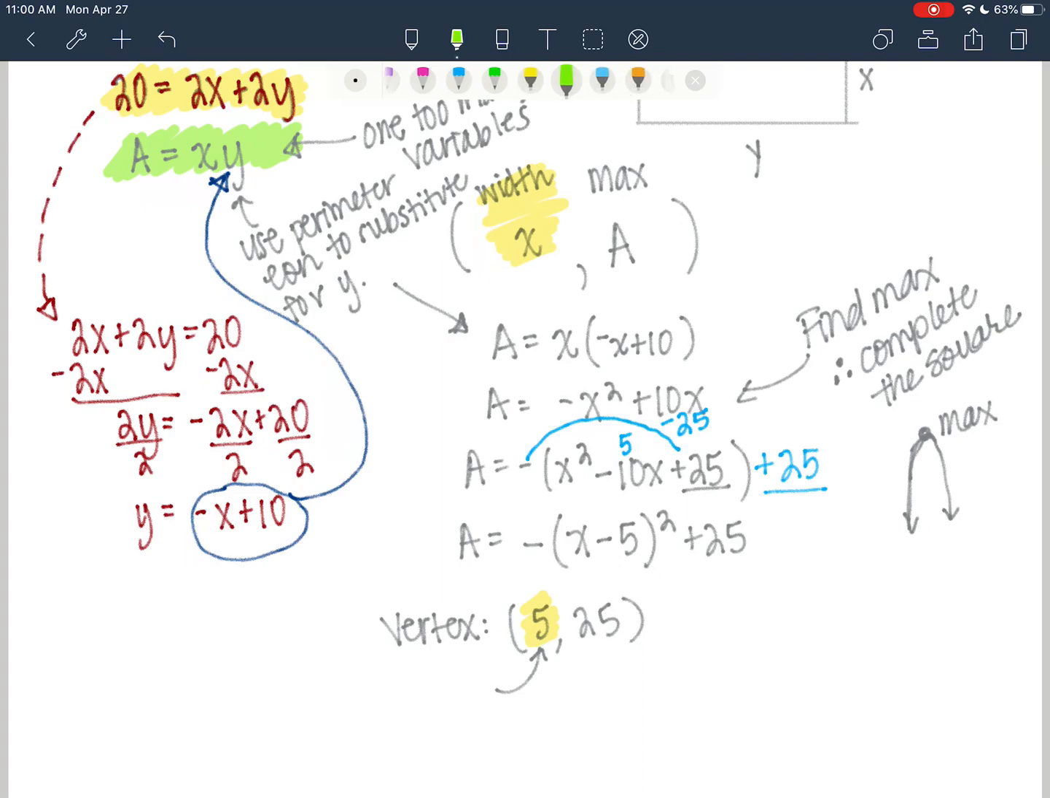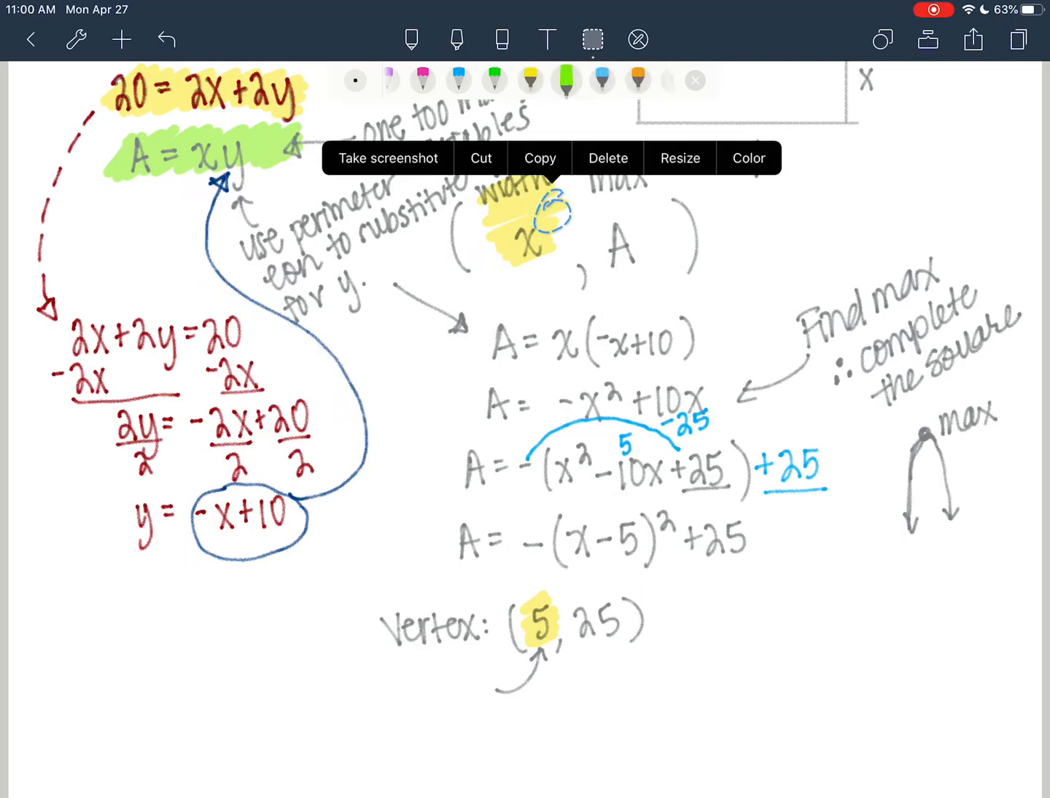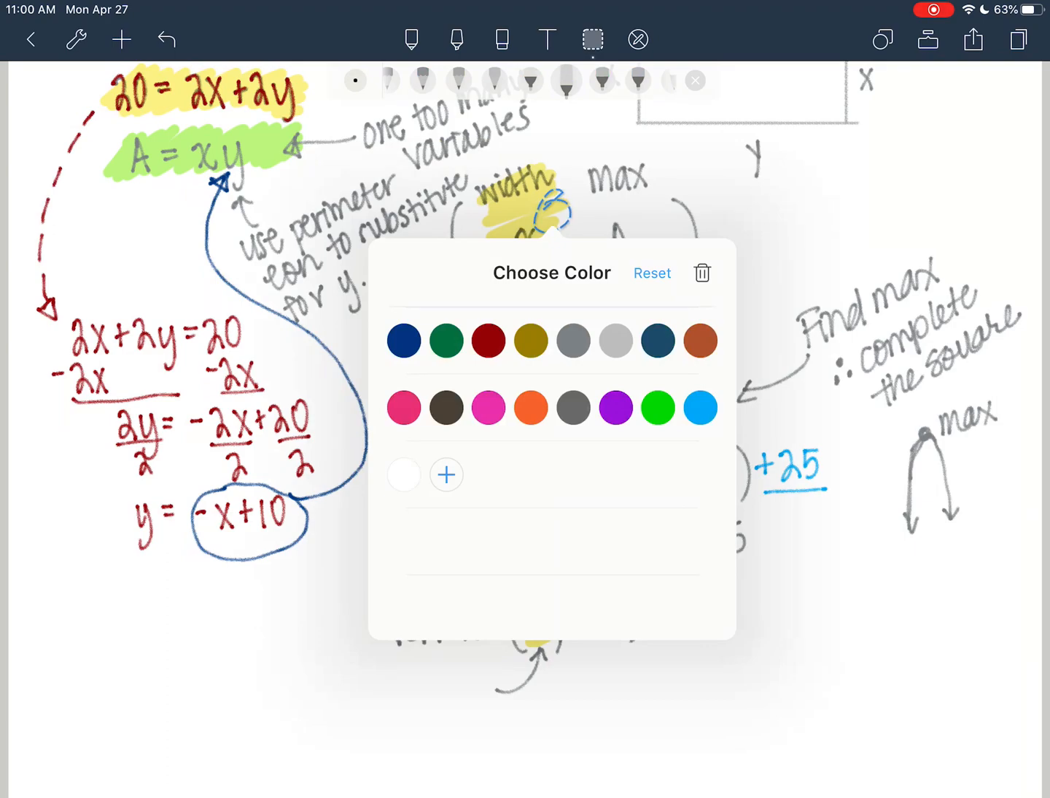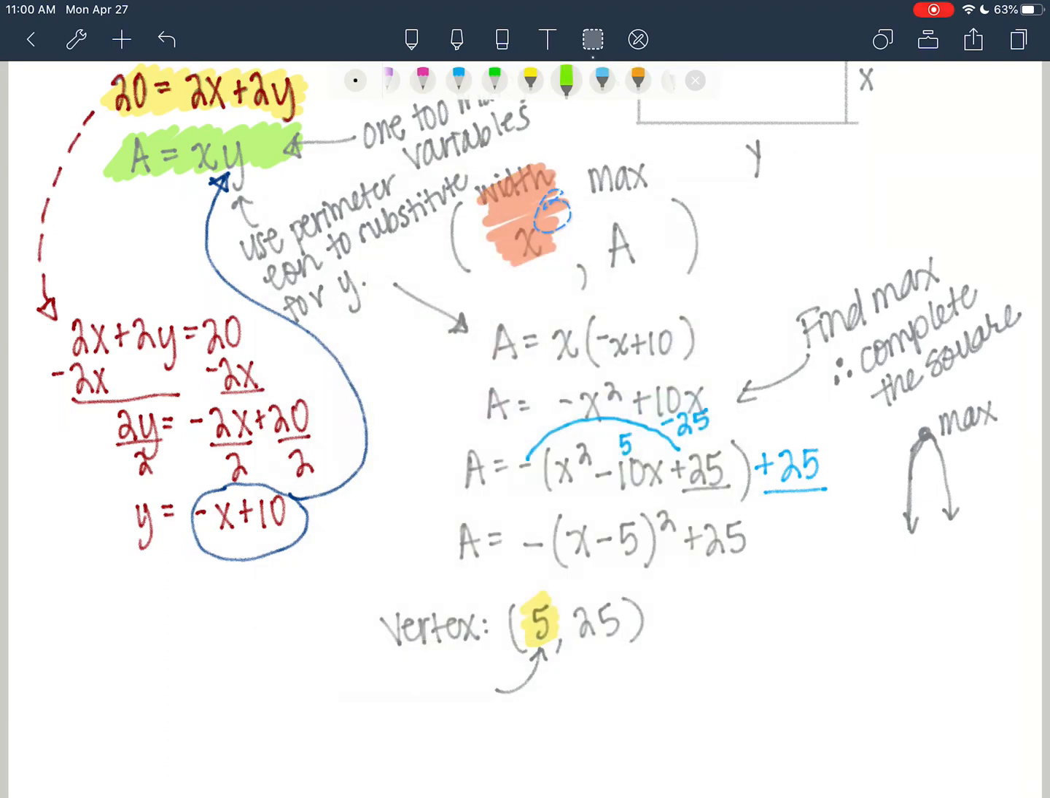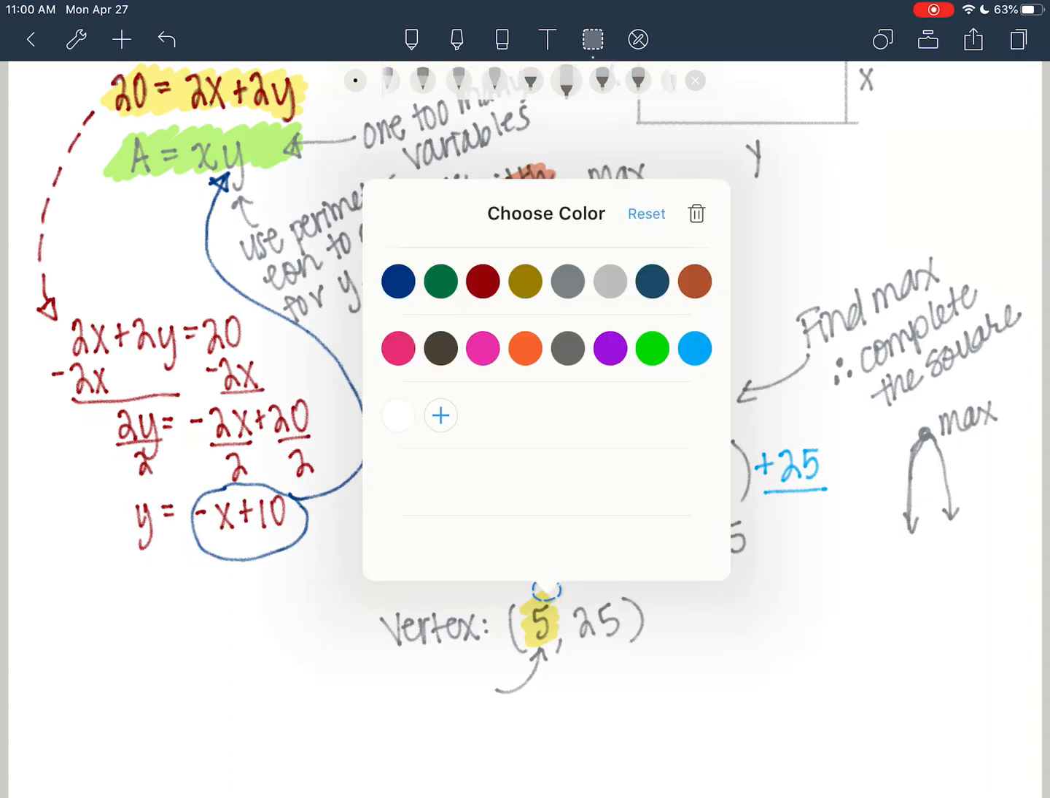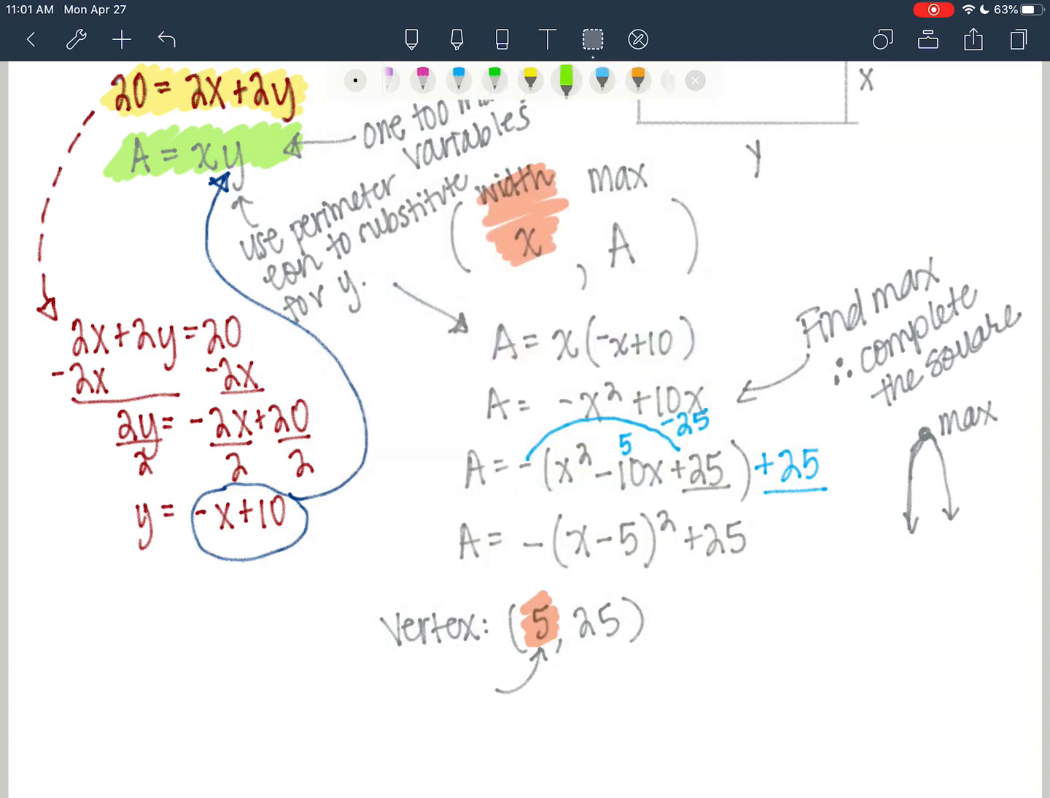The second value in the ordered pair, I'm going to change this color. Let's change this color to orange. Oh, that's a pretty color. Here, it's kind of like a peachy. Okay, and I'm going to make this blue. So our max, that second value, is our max.